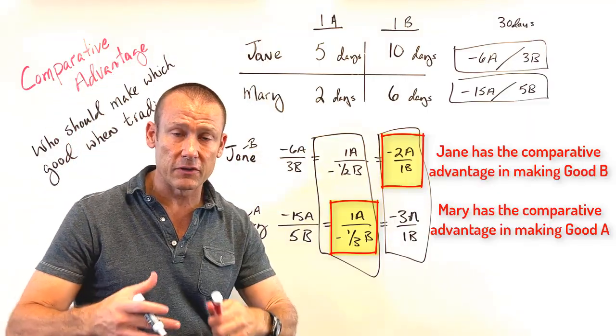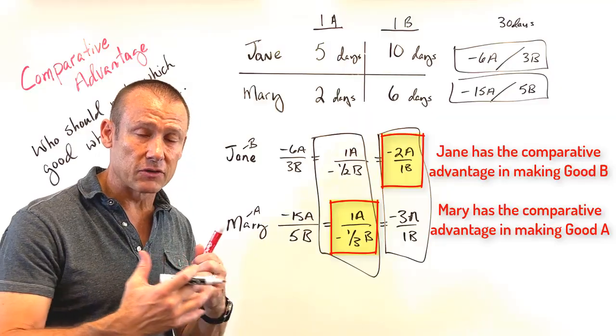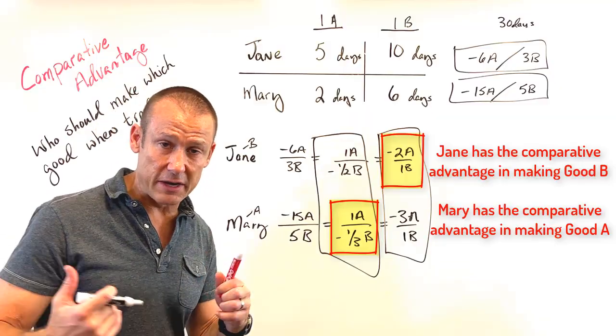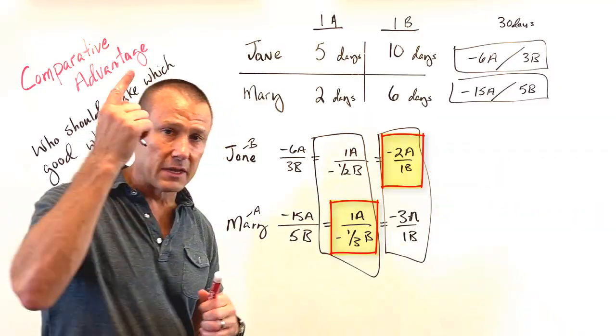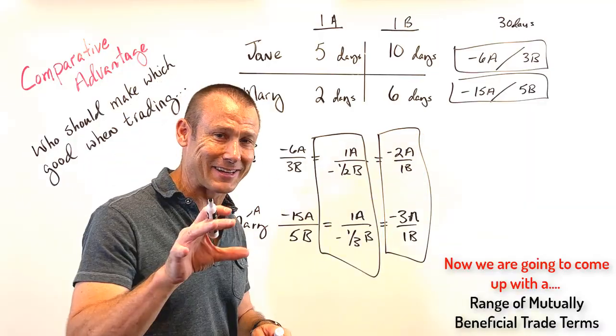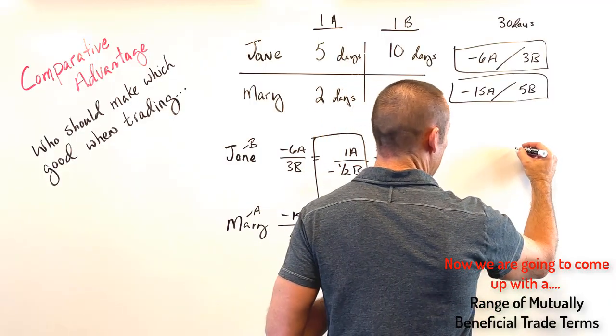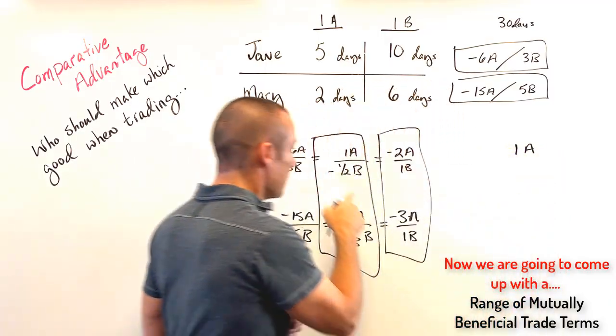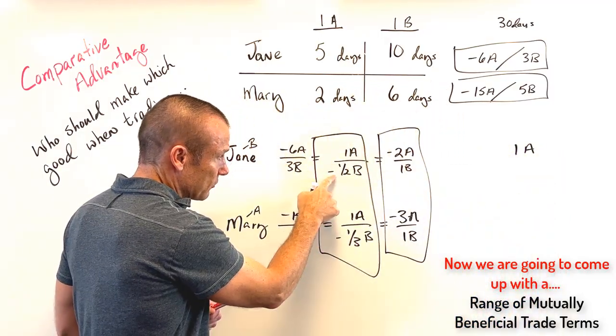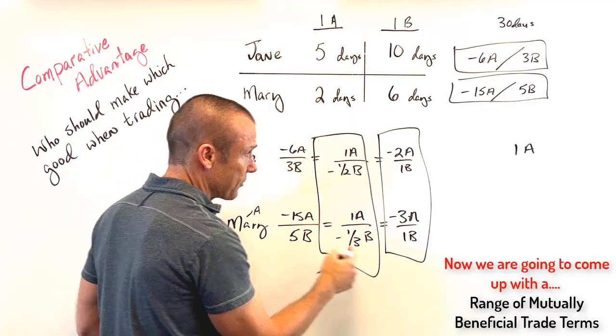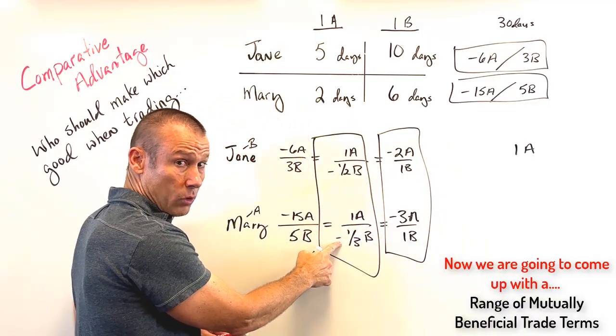Now, before we finish, let's just do a range of possible trade terms, a range of mutually beneficial trade terms. Here we go. I could do it for 1A or 1B. I'm gonna go ahead and do it for A. So looking at 1A and 1A, I'm gonna put 1/2 and 1/3. So, the lower number of course is 1/3.